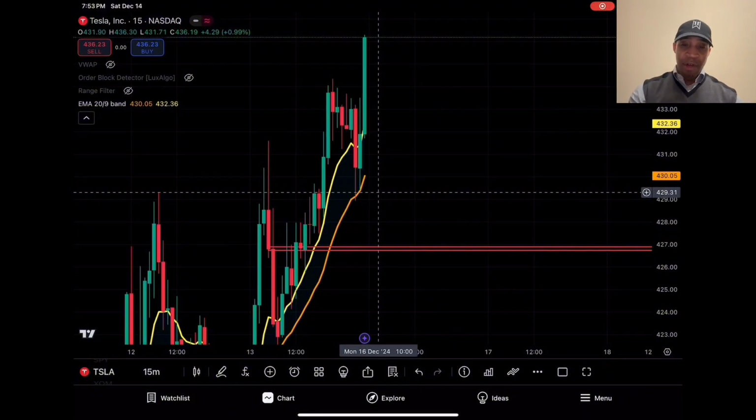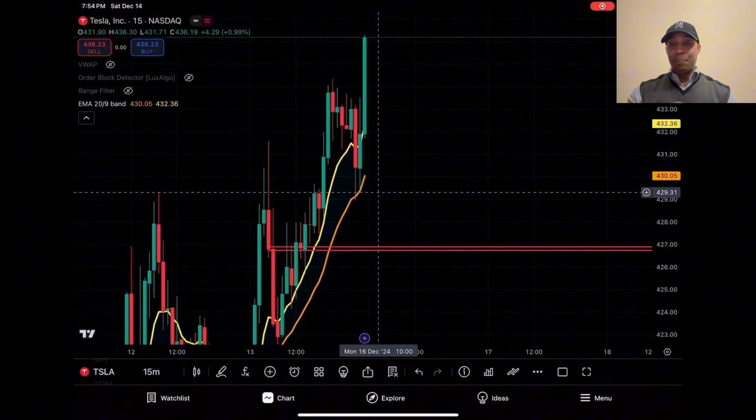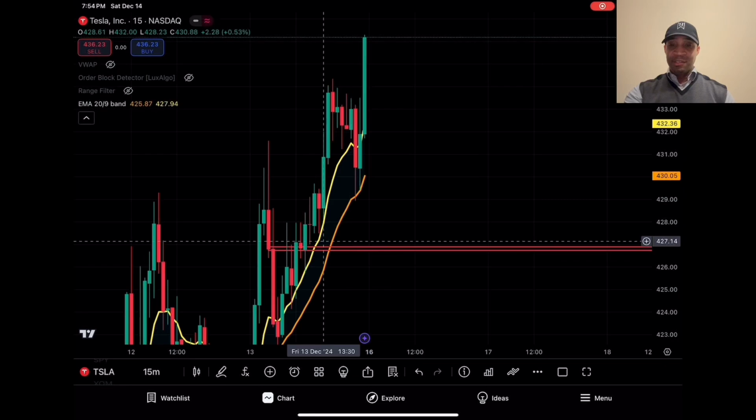This is another way for you guys to be able to identify setups, get into these plays, and maximize the play to its full potential by just paying attention to this.